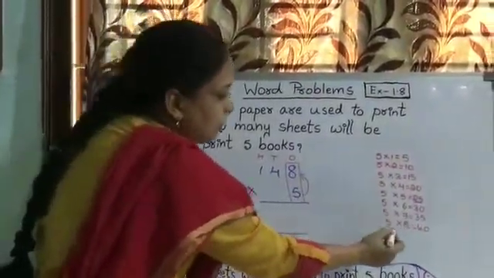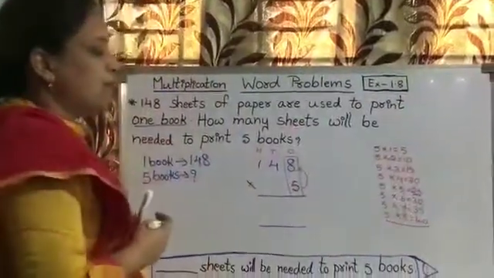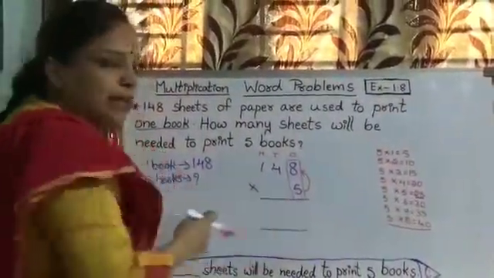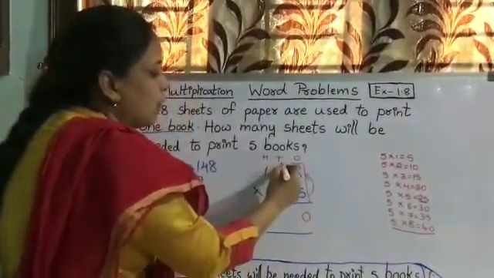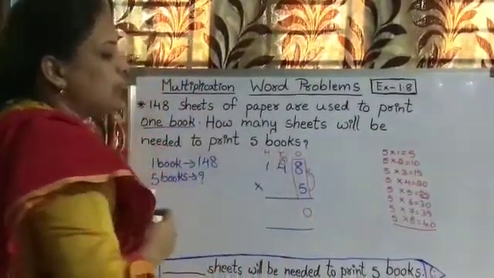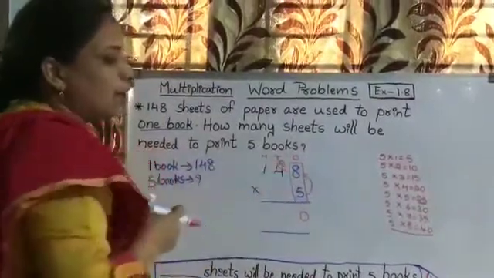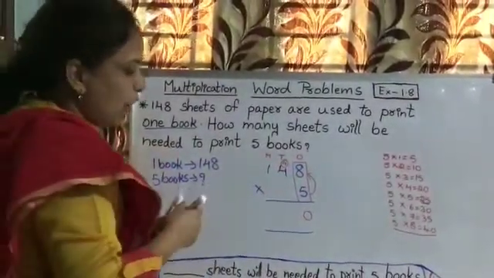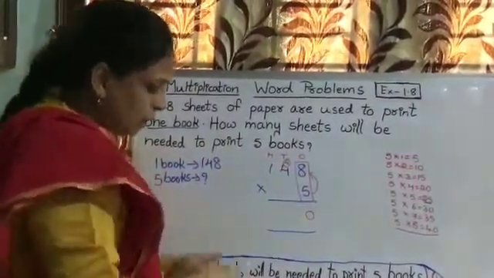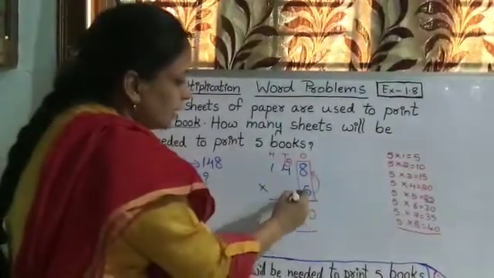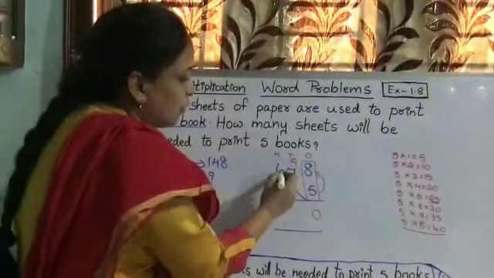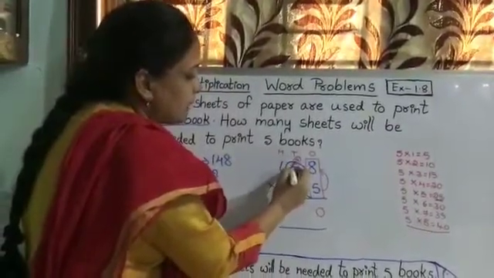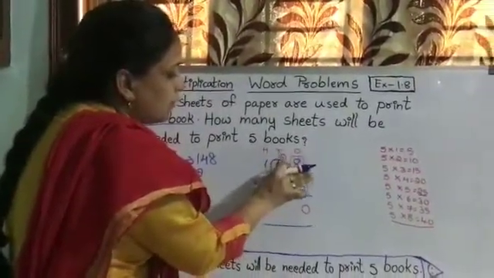5 8's are how much, children? 5 8's are 40. Can you write 40 directly here? No. So write 0 here and carry over 4. Now 4 goes as carry over to the 10's place. Now you have to multiply the 10's place digit, children, that is 4.